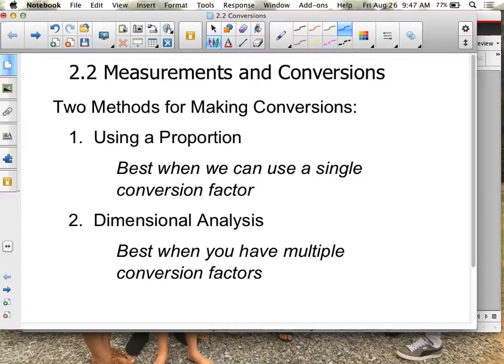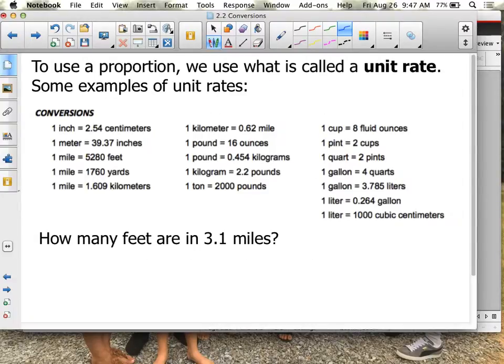Let me show you what I mean. So the first one will be using a proportion. And when you use a proportion, you use what's called a unit rate. So the reason why these are called unit rates, some of these conversions here, is that, for example, in this first one, where it says 1 inch equals 2.54 centimeters, the unit rate for that is every 2.54 centimeters is equal to 1 inch. Most times, that means that the denominator can be written as a value of 1. So it's 2.54 centimeters for every 1 inch.